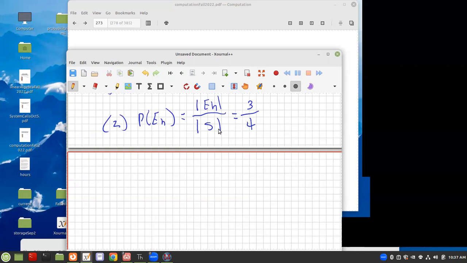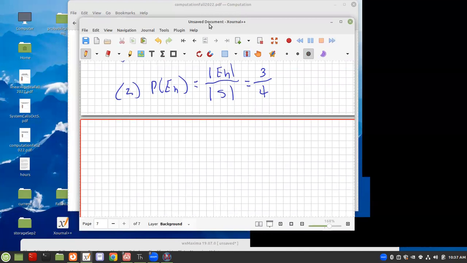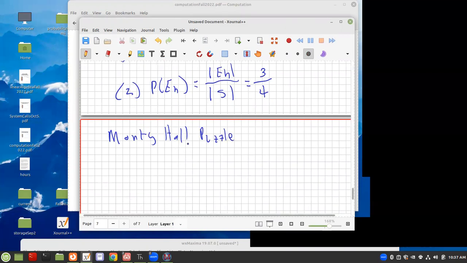As an example, let me describe what's called the Monty Hall puzzle, which requires some tools that we don't have yet. This is a person's name. There was a game show, I think in the 1970s and early 80s, I think it's called Let's Make a Deal. Anyway, the host was named Monty Hall.